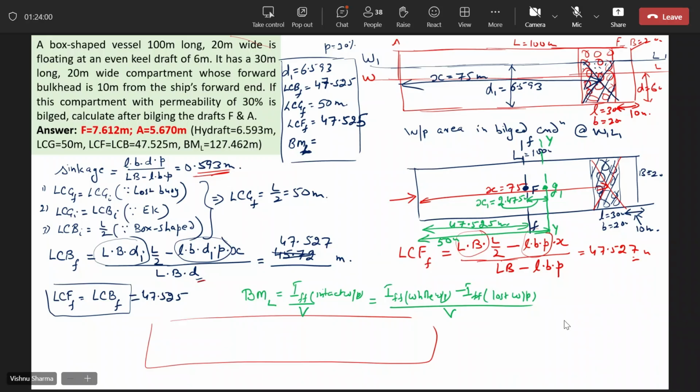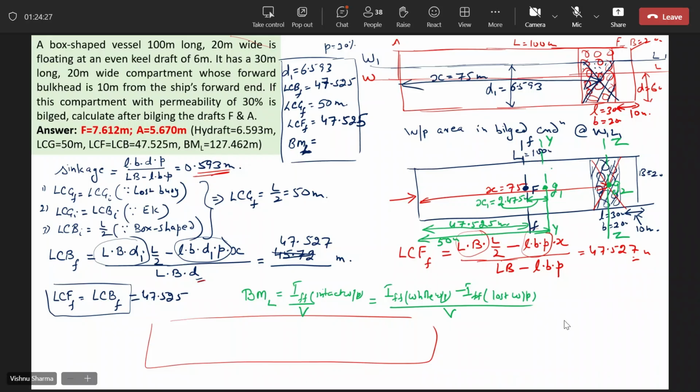My next question is, IFF of the lost water plane. Is FF a standard axis for the lost water plane? Yes or no? No, sir. No. So we'll have to deploy the theorem of parallel axis. Here is the geometric center of the lost water plane. We draw a parallel axis to FF. Let's call it ZZ. You can name them whatever.